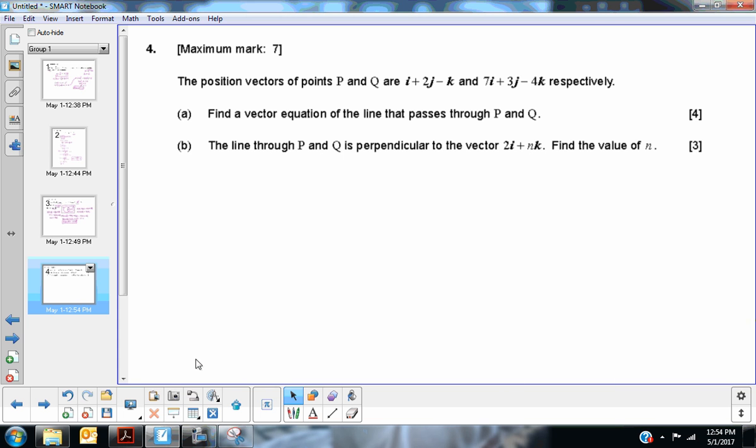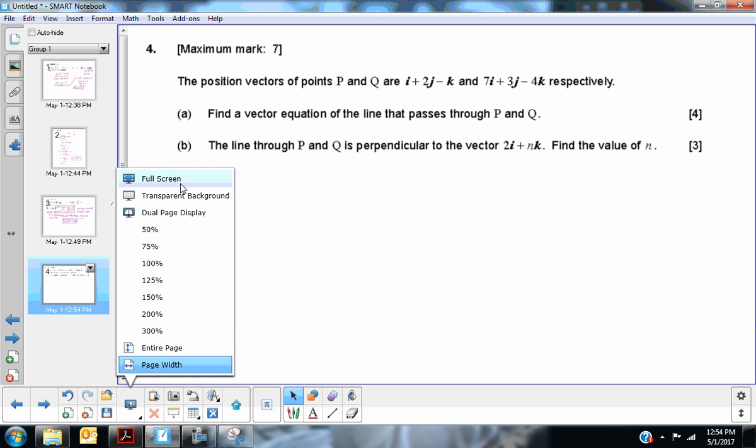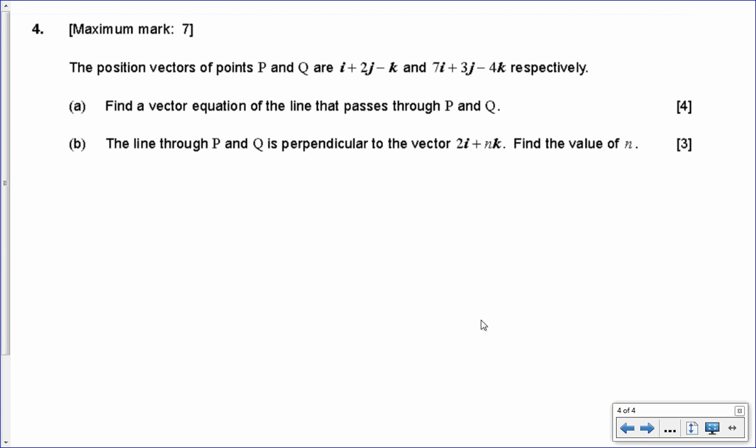In this video, I'm going to go over question 4 from the non-calculator, paper 1. We have position vectors of points P and Q given, and we're asked to start by finding a vector equation of the line that passes through P and Q. So in the vector equation of a line, it should take the form r equals a plus b times t, where r and t stay as variables, and a and b get replaced with vectors.